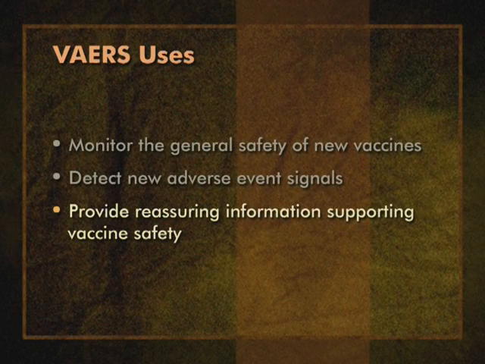VAERS data can also provide reassuring information supporting vaccine safety. For instance, in 1976, vaccination with the swine flu vaccine was associated with Guillain-Barré syndrome, or GBS. VAERS has monitored influenza vaccines every year looking specifically at reports of GBS. The results have been reassuring, and only a few studies have suggested an increased risk for GBS after influenza vaccines since 1976. The studies suggest that if there is a risk for GBS after influenza vaccine, it would be about 1 additional case per million persons vaccinated.